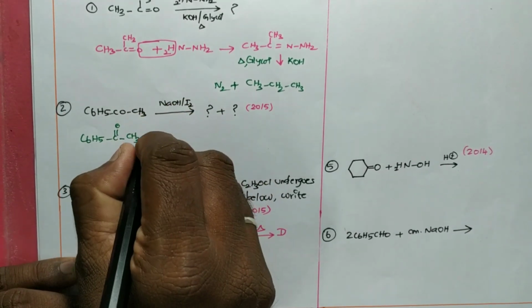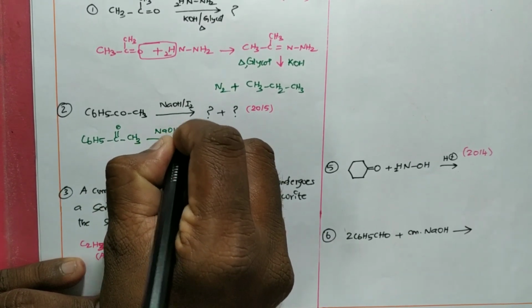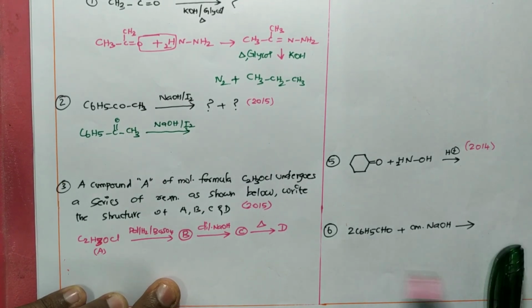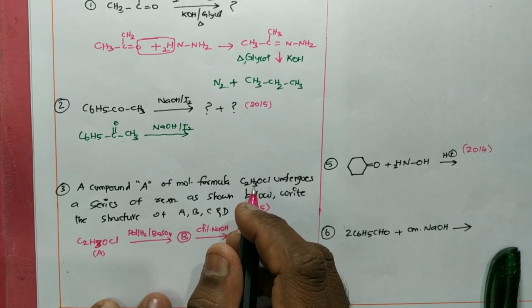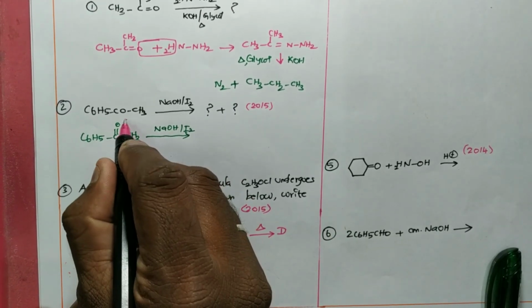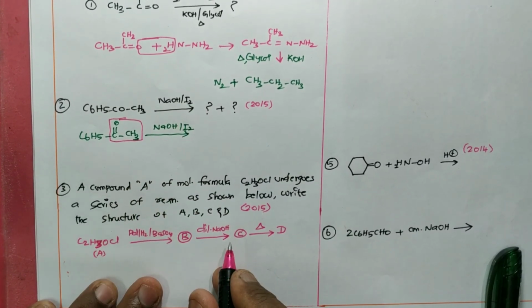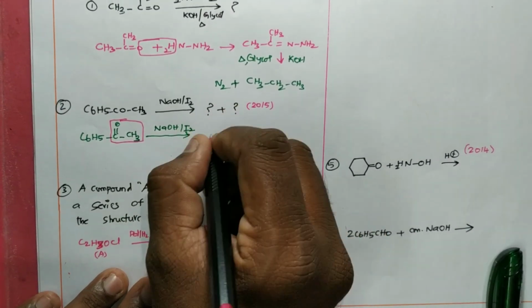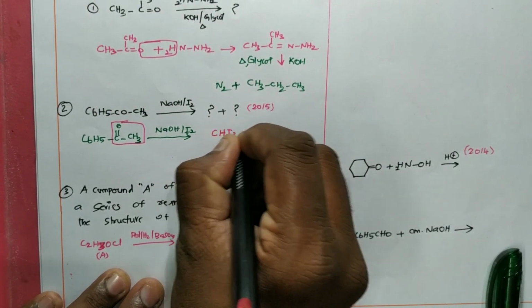Okay. So what is the reagent? You have to look at the reagent carefully. NaOH and I2, iodine. This is nothing but one of the tests for ketones, the iodoform test. The iodoform test will respond only in the presence of the COCH3 group. If it exists in the compound, at that time it forms iodoform. CHI3 will be getting formed.